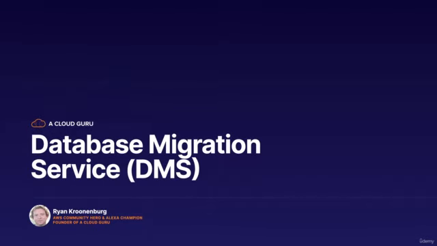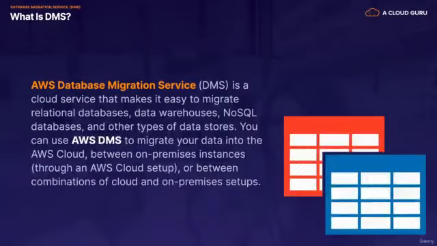This lecture is on Database Migration Service, or DMS. So what is DMS? Well, as you might predict, it's a way of migrating databases. It's a cloud service that makes it easy to migrate relational databases, data warehouses, NoSQL databases, and other types of data stores. And you can use AWS DMS to migrate your data into the AWS cloud, between on-premise instances through using an AWS cloud setup, and we'll look at how that works in a second, or between combinations of cloud and on-premise setups.